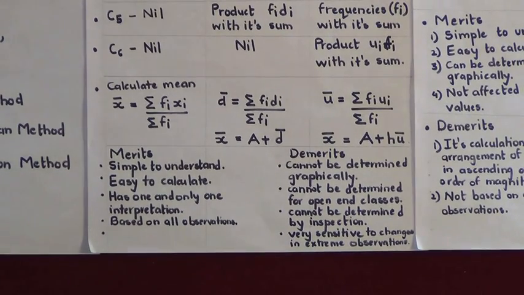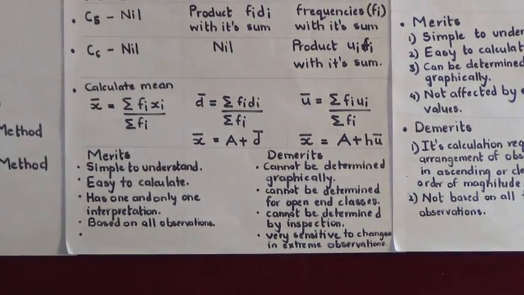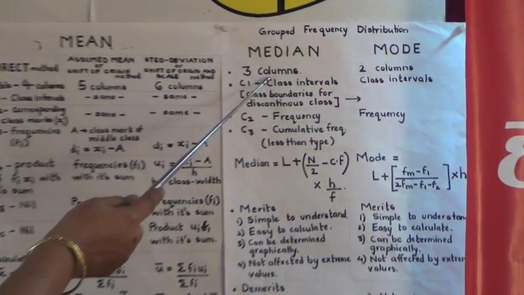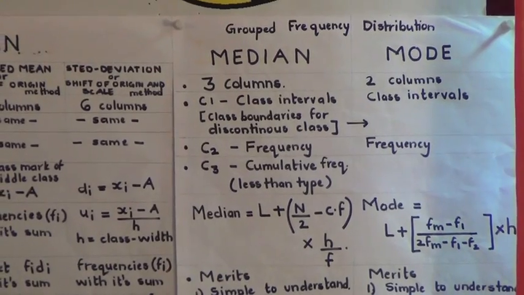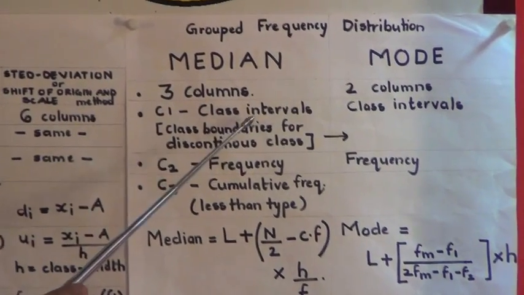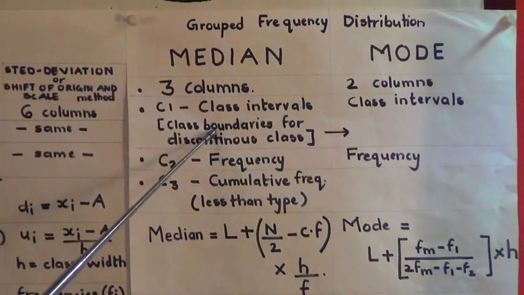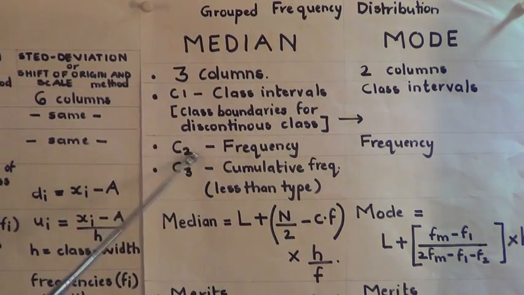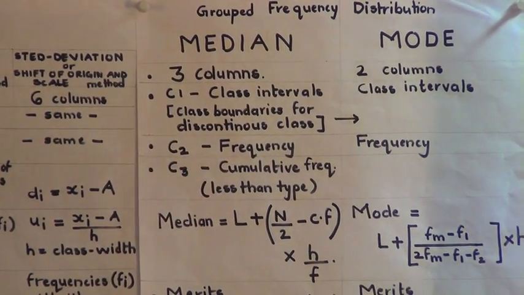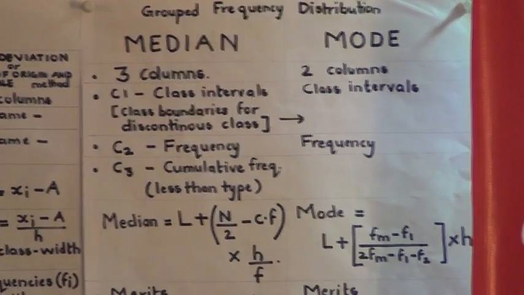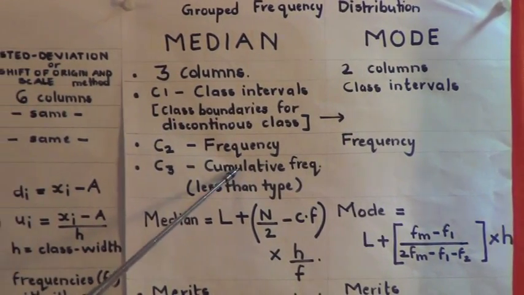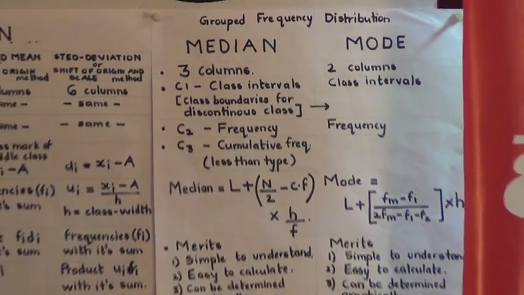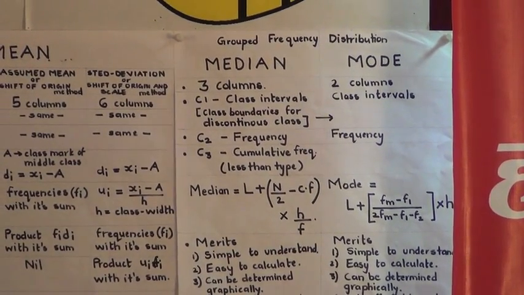Once we calculate the mean, now we come to the second measure, that is finding the median. For finding the median, we have to use 3 columns for entering the data. The first column would be the class intervals, which would be the class boundaries for the discontinuous class. Then the second column would be the frequency column as given in the sum. And the third column would be important here, that is to find the cumulative frequency of less than type, which you have also studied in standard 9th.